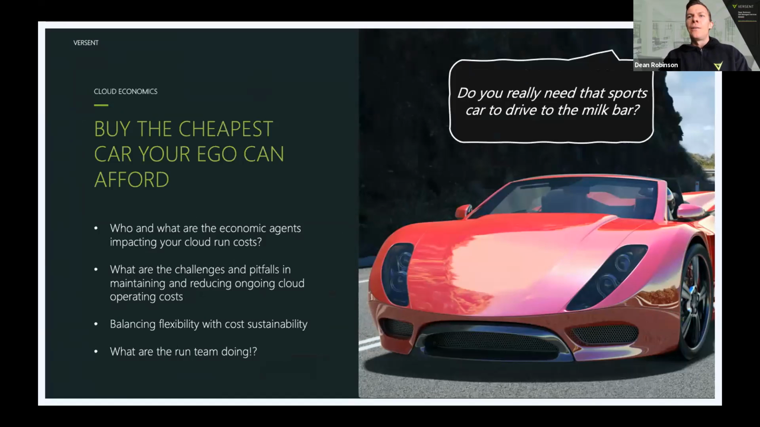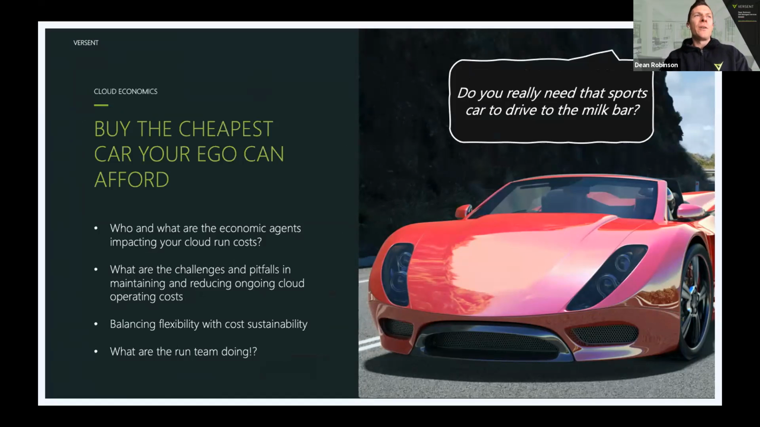So look, I love this quote. This is from my economics teacher way back in year 11. He said, "Buy the cheapest car your ego can afford," which is fantastic. I still own a very old Camry, and I've stuck to that mantra for a long time now.